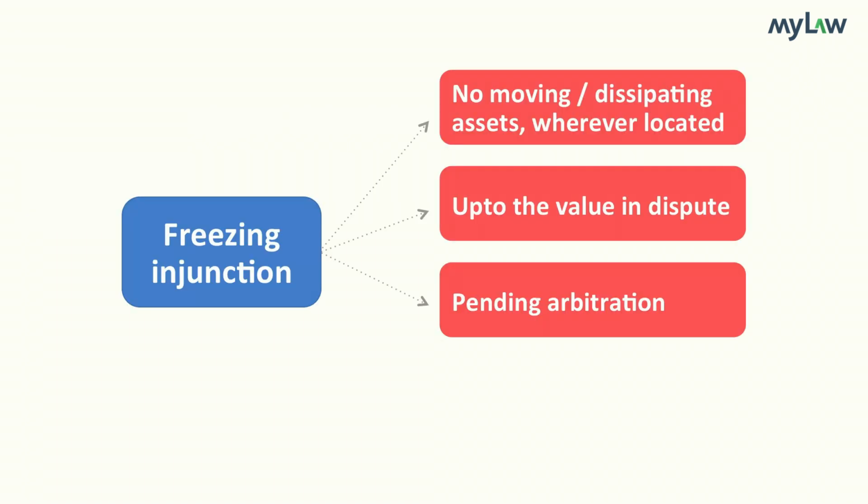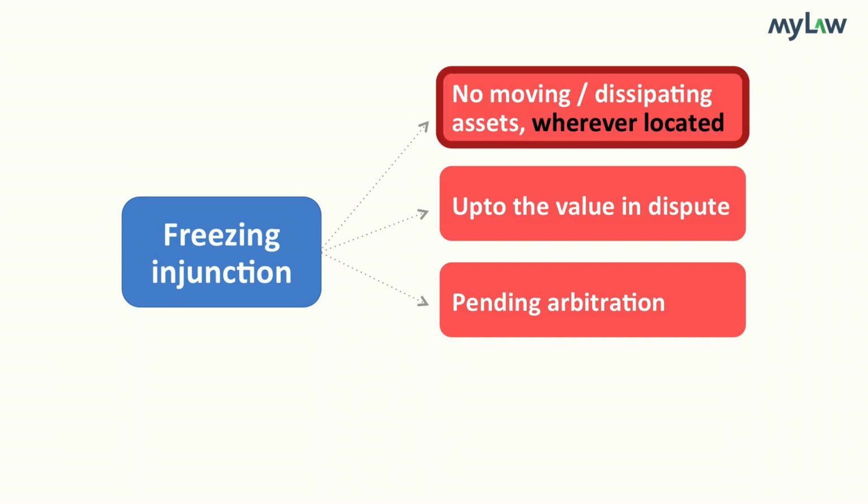Such an injunction will forbid the other party from moving, disposing, or otherwise diminishing the value of its assets up to a particular value, which is typically the value of the dispute. The scope of the freezing injunction can extend to assets located anywhere in the world, which is why it is sometimes called a worldwide freezing injunction.